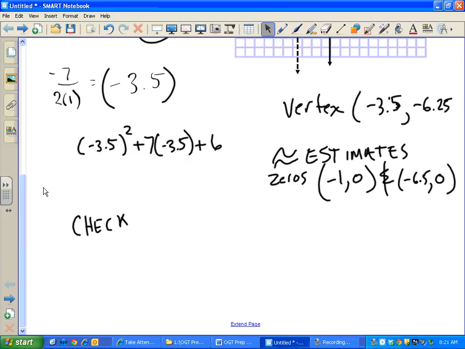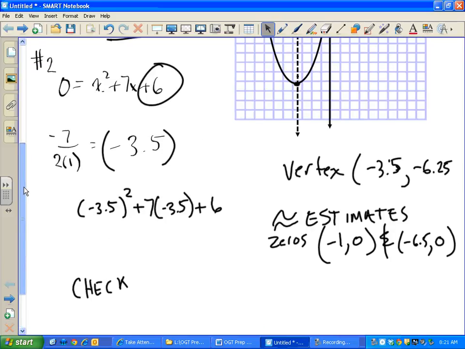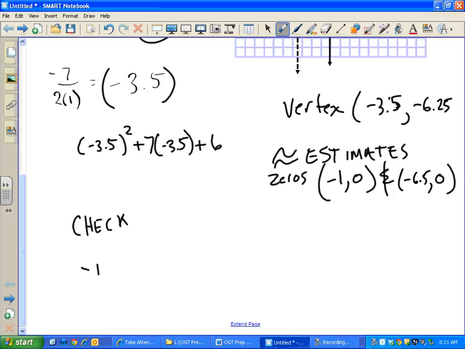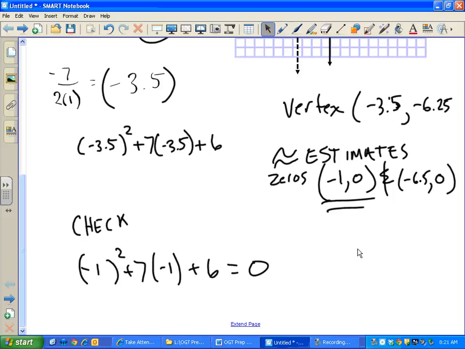Yeah, let's do one check. Check by plugging in -1 right now. So everybody plug in -1, square it, add 7 times -1, add 6, and see if it's right. Oh my gosh, it is 0. So this one is not an estimate anymore, is it? Does that make sense for everybody? Let's try the next one.